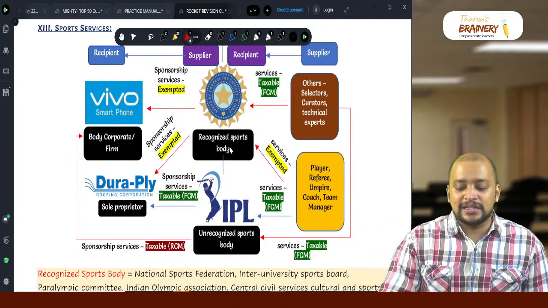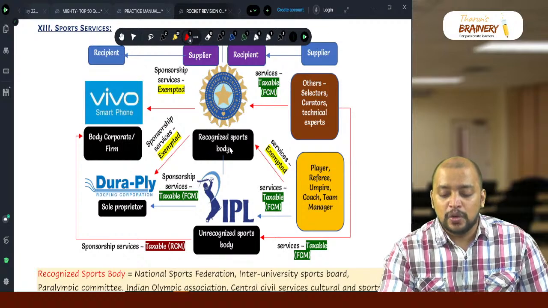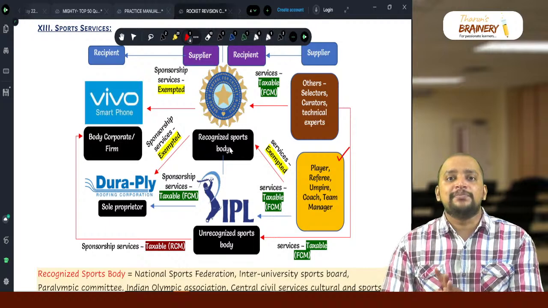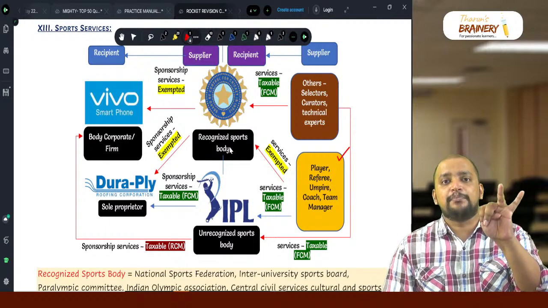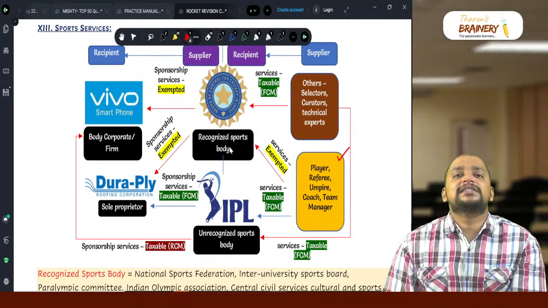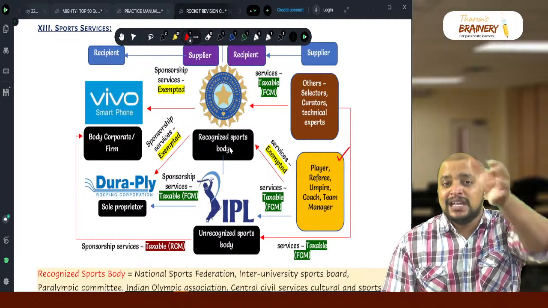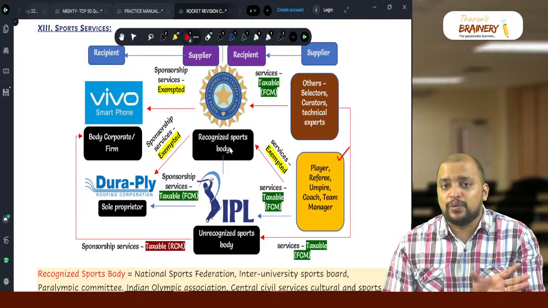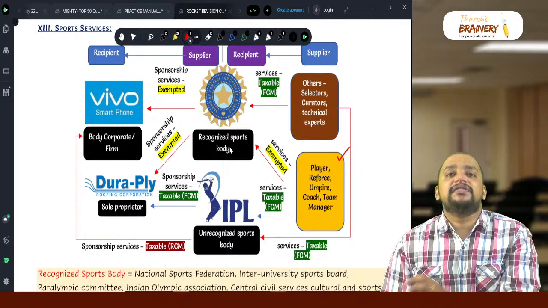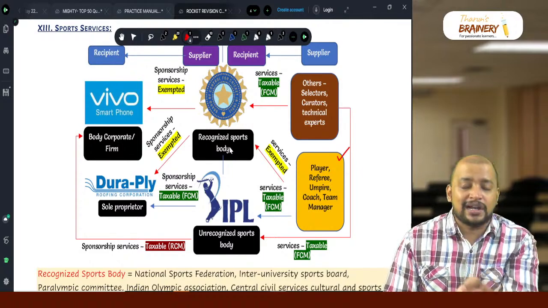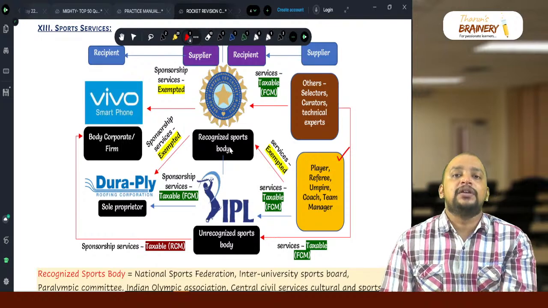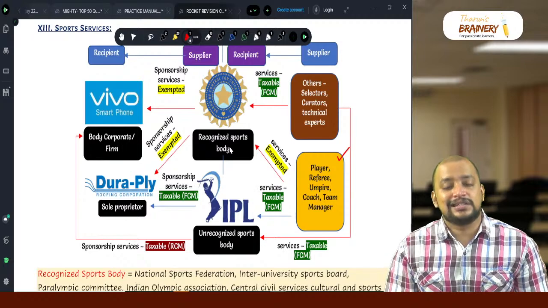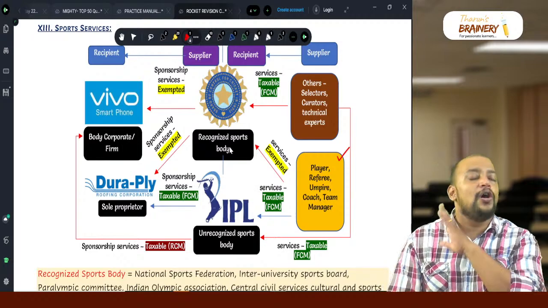First exemption is there is a person who is a player, referee, umpire, coach or team manager. 5 people: player, referee, umpire, coach, team manager, providing service to recognized sports body is exempted. If they provide service to unrecognized sports body, it will be taxable. Apart from this, any other person providing service to recognized or unrecognized will be taxable. Who are they? Commentator, curator, broadcasting agency, communication expert, all those people.